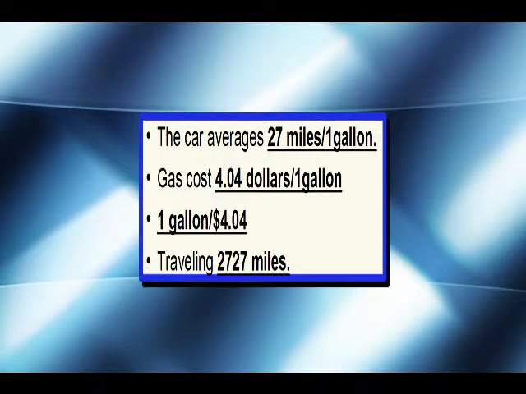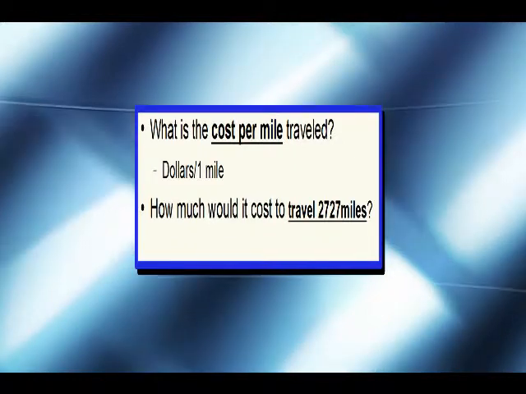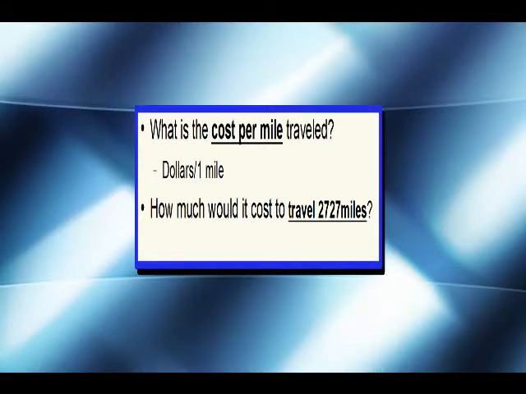Step 1. Identify our knowns. The car averages 27 miles per gallon, gas costs $4.04 per gallon, and we're traveling 2,727 miles. Step 2. Determine our unknowns. What is the cost per mile traveled? In other words, how many dollars do I spend per 1 mile? Also, how much would it cost to travel 2,727 miles? Step 3 will be to develop a formula and work to find our unknowns.